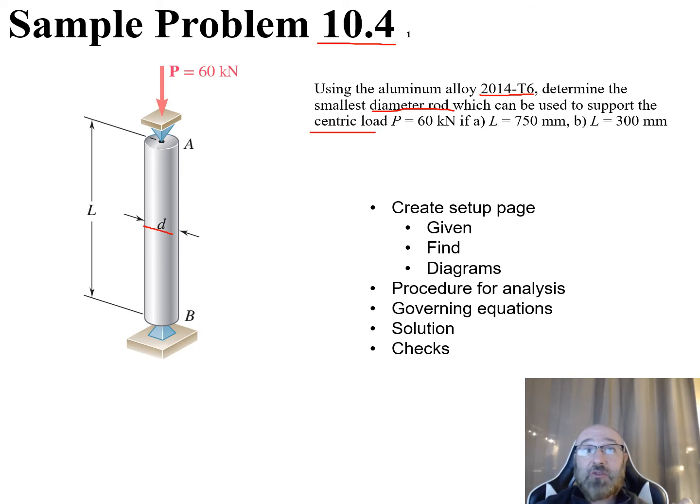So we're dealing with a centric load here where P is equal to 60 kilonewtons. So we can see that in our diagram off to the left. There's our P equal to 60 kilonewtons. It's a centric load right in the center. They tell us there's two different cases that they want us to determine this diameter D for.